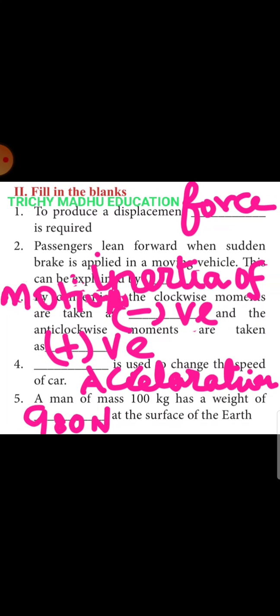Next one, fill in the blanks. Number 1. To produce a displacement, force is required. Number 2. Passengers lean forward when sudden brake is applied in a moving vehicle. This can be explained by inertia of motion.